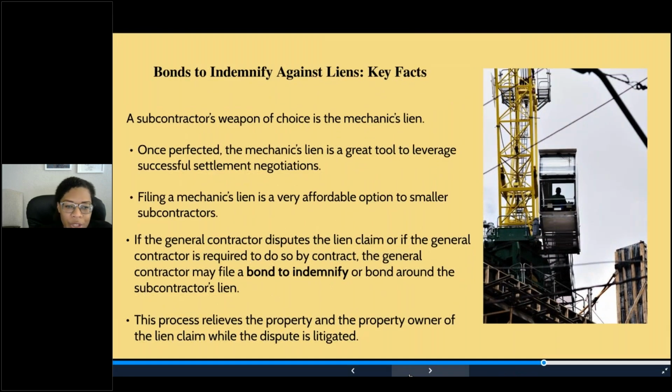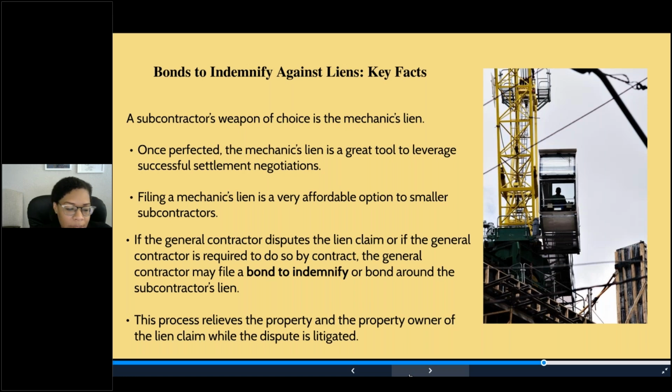Now we turn to bonds to indemnify against liens. It's very frustrating to go through the process of perfecting a lien in order to stop a pending sale so you can get paid maybe at closing, only to find that the general contractor or the owner has bonded around your lien and the property has sold in the meantime. So you've lost your leverage to get paid quickly. However, there is still a legal avenue to get paid.